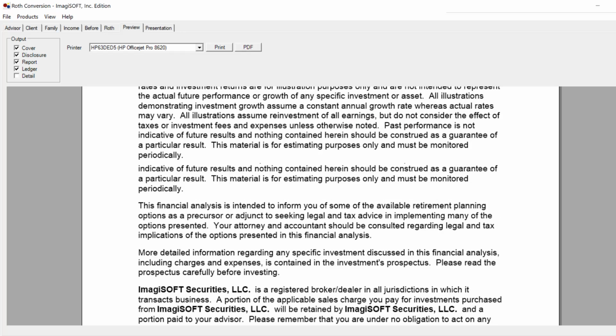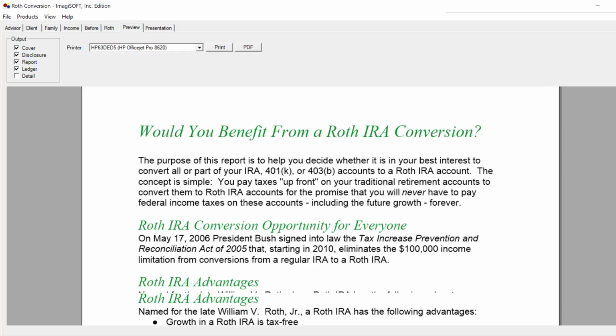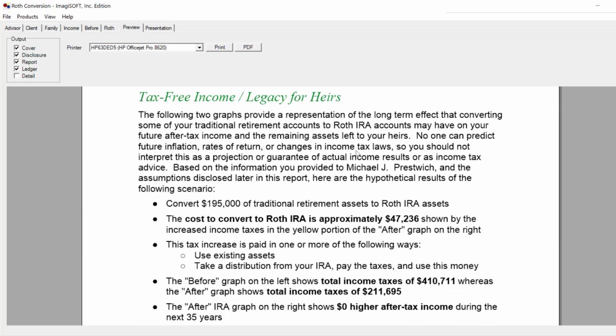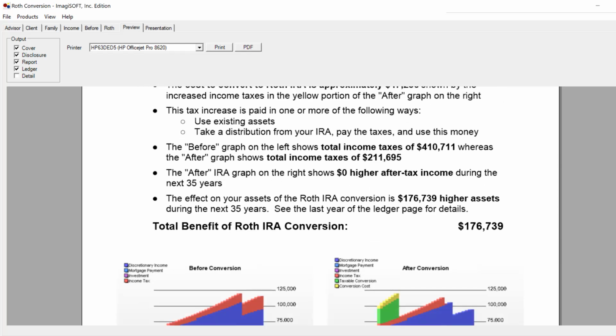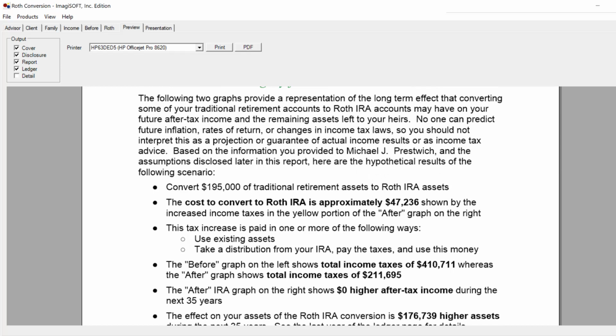Here's the disclosure page, and then a concept. Would you benefit from a Roth? And it tells you a little bit about it. And what is a Roth? Tells you that there's a tax-free income or a legacy for the heirs. So basically, you're not going to convert all of his $500,000. You're going to convert $195,000 of his money, and the cost is going to be $47,000.